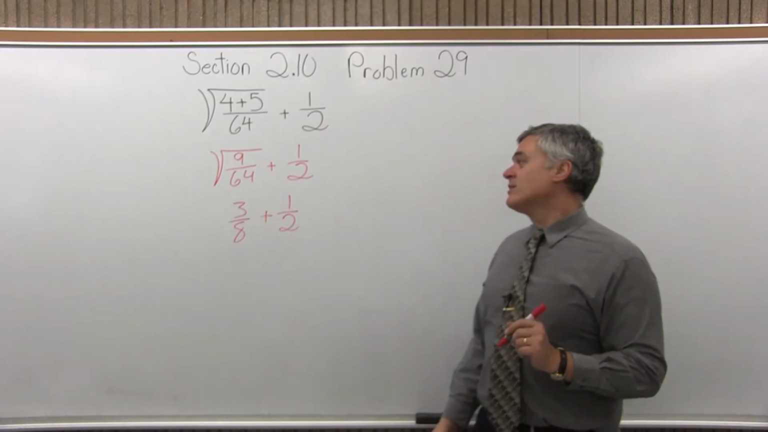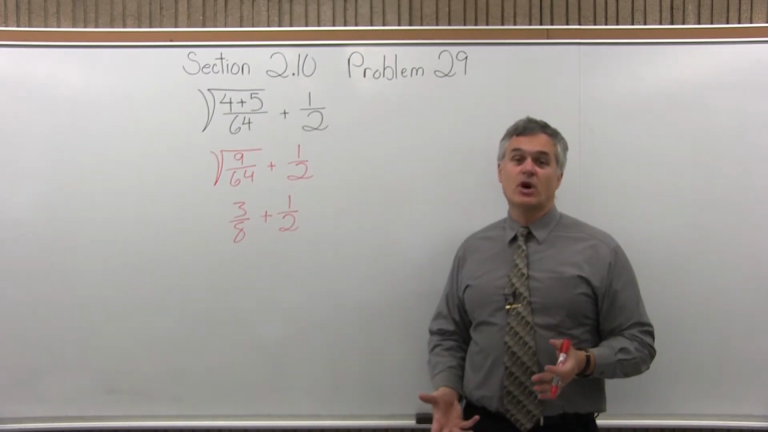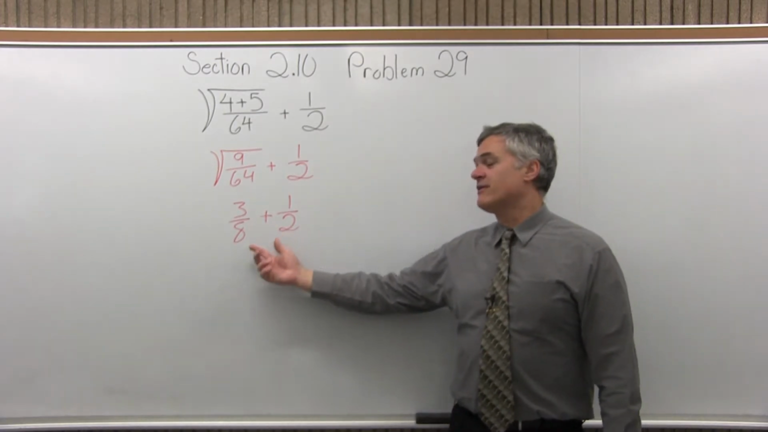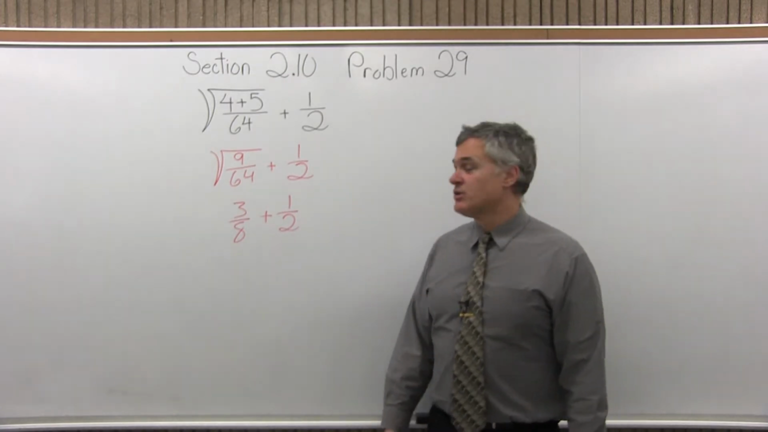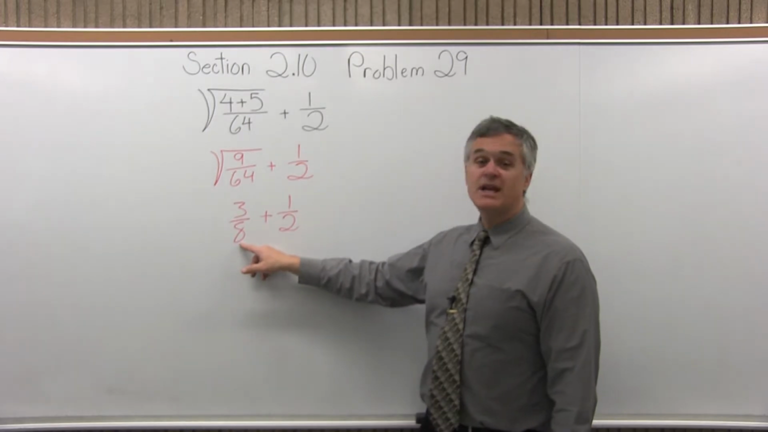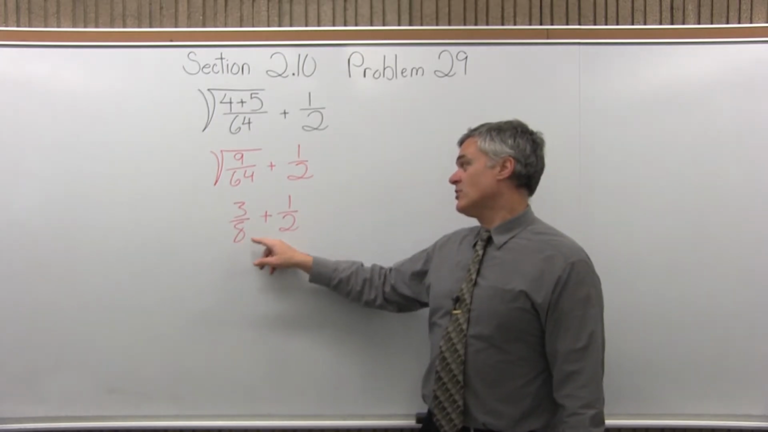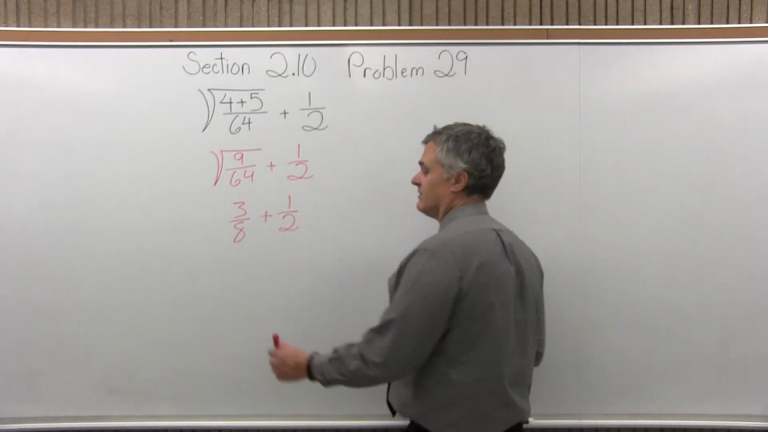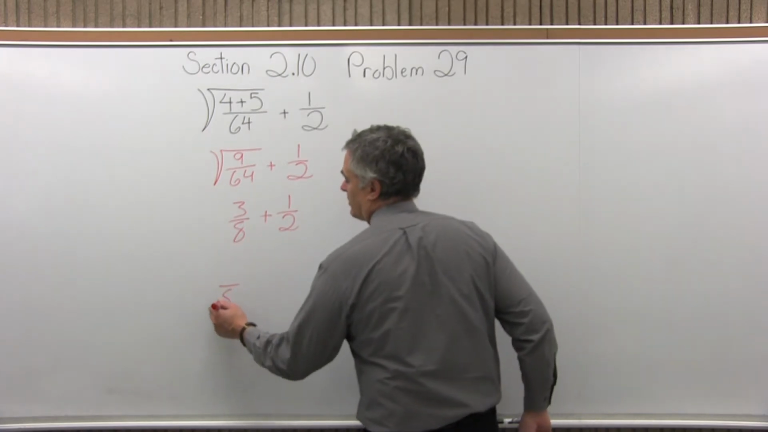Now, in order to add any two fractions, I need to have a common denominator. These two fractions do not have the same denominator yet. So with a little bit of work, I can make them have the same denominator. A good choice would be 8. 8 divides into 8 evenly, of course, but 2 also divides into 8 evenly. So my common denominator will be 8.